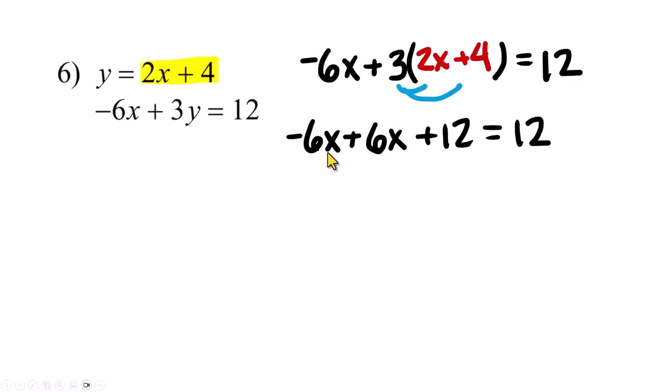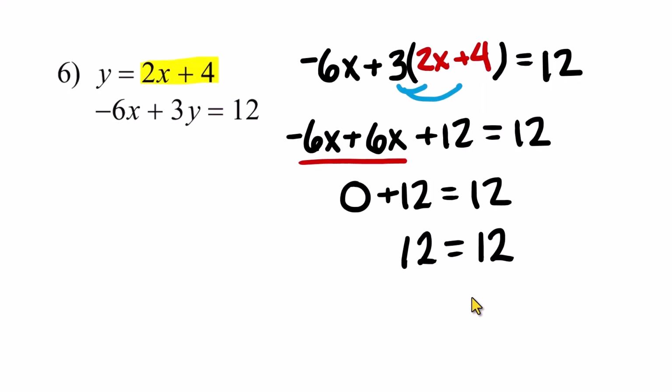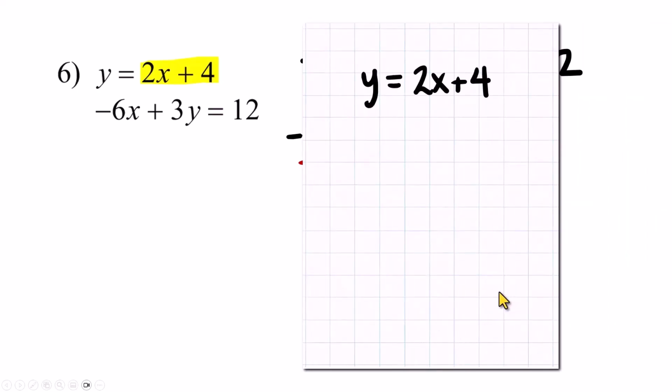You have a negative 6x and a positive 6x. So already you're like, I don't know about that. And then you get 12 equals 12. When this kind of a situation happens, it isn't like you did the math wrong. This is absolutely right. You just need to know how to interpret what you're looking at. This is something that is always true. This is an identity. When does that happen? Well, I'll show you what happened here.